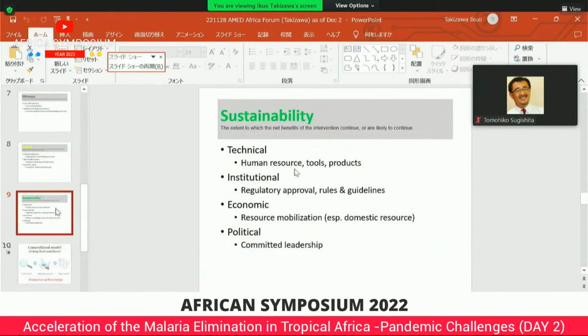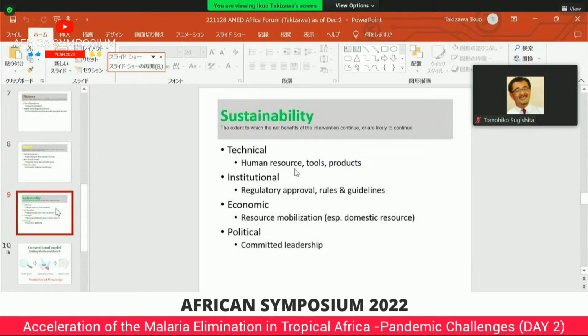And then sustainability comes in. There are always different aspects of sustainability: technical, institutional, economic, and political. All of them are actually important, and all the development partners are expecting that even after the termination or completion of the assistance, the program continues or is even scaled up. Amit mentioned the transition from donorship to ownership. I think that is really important for the program to be sustainable.